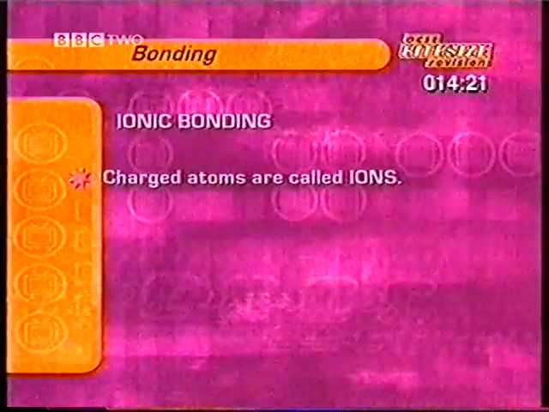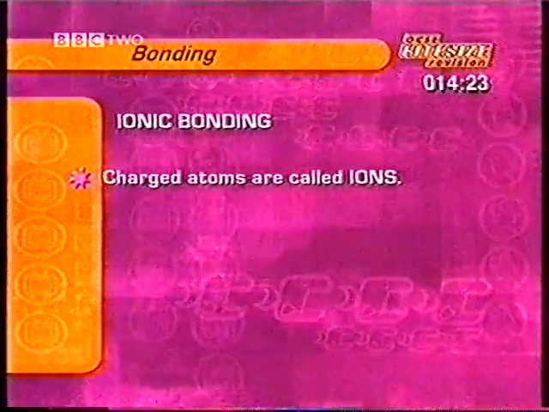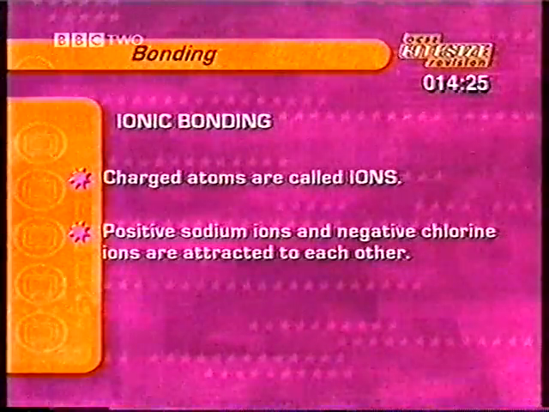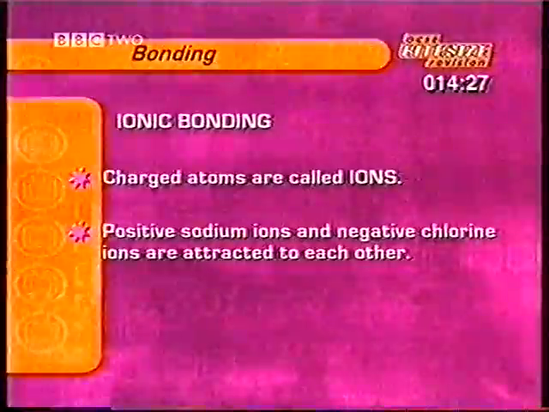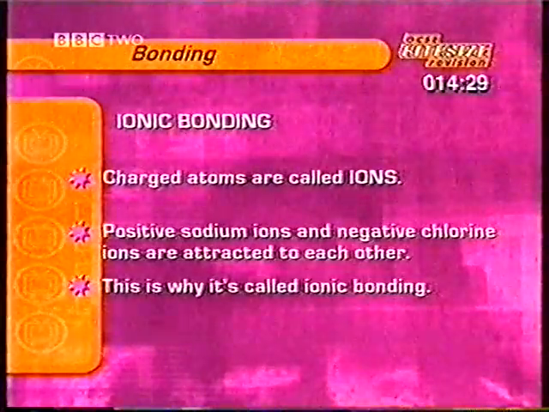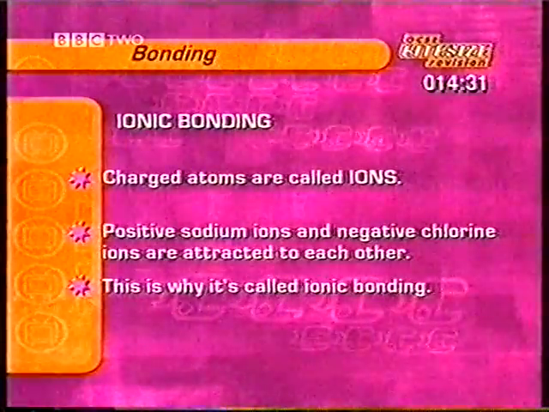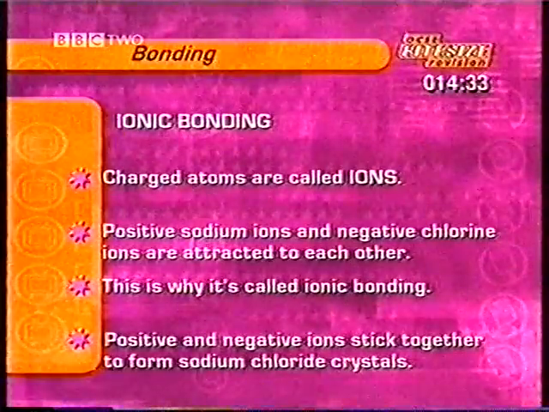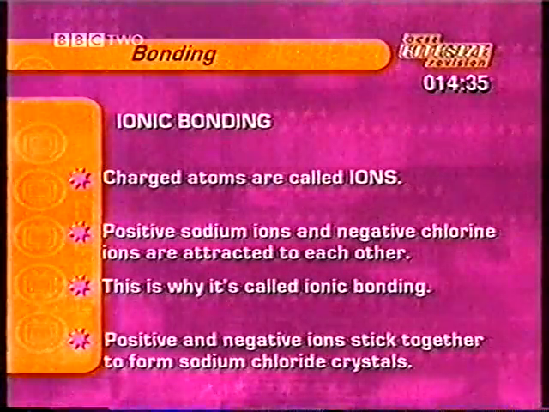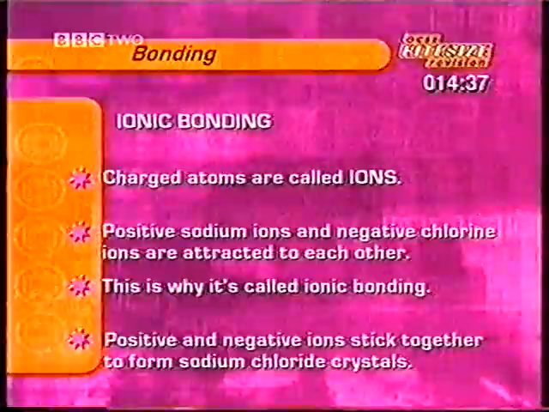Charged atoms like these are called ions, and the positive sodium ions and the negative chlorine ions are attracted to each other. That's why it's called ionic bonding. Large numbers of positive and negative ions stick together to form sodium chloride crystals, common salt.